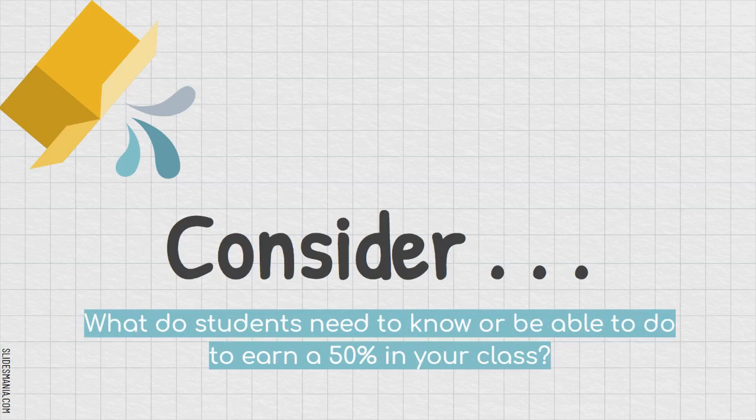The second consideration is, what do students need to know or be able to do to earn a 50% in your class? Think about your overall expectations. Have a look at the achievement chart in your curriculum document and read over what a limited demonstration or that level 1 demonstration actually looks like. And then think about, how does that translate into the skills and knowledge in my class? Be reasonable about what a 50% really is in your class.